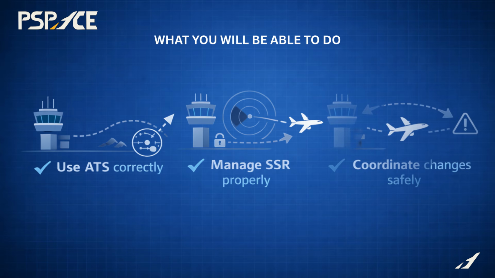As the lesson progresses from operator systems to commander actions, the aim is to build practical understanding of how ATS use, communication discipline, SSR management, and flight path compliance protect separation, situational awareness, and the orderly handling of traffic.